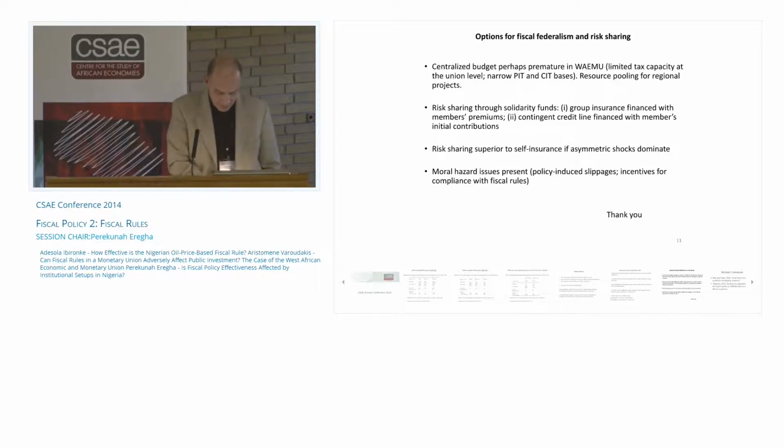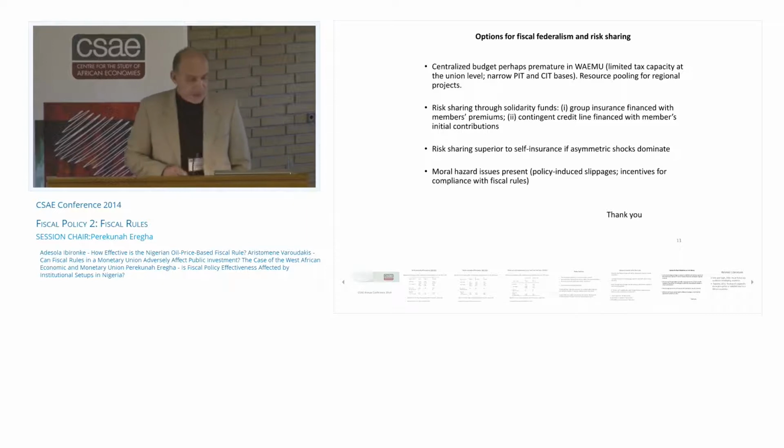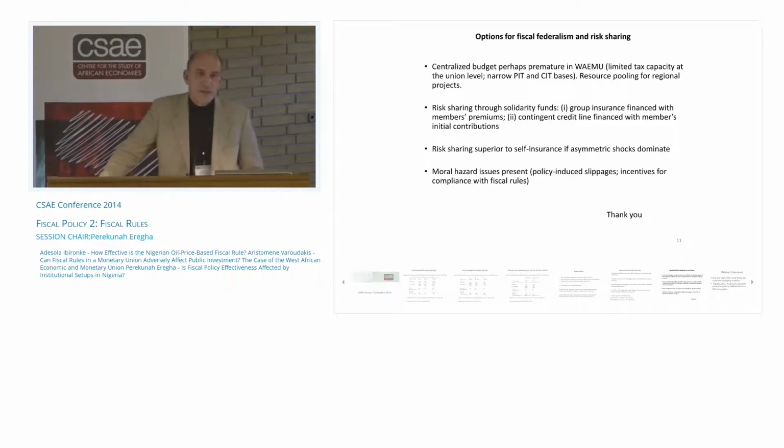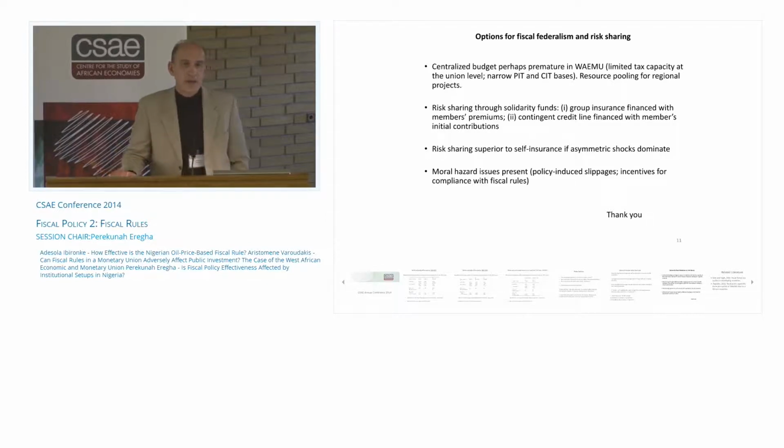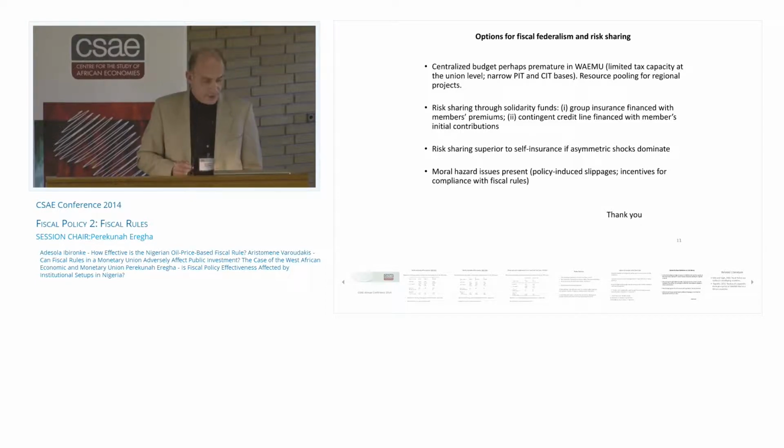So these are the main empirical findings in the paper, and the question that comes up is what to do. Because, as I said, there is need for fiscal rules in the monetary union, but at the same time, individual member countries need some flexibility in order to face asymmetric shocks. And as we saw earlier, asymmetric shocks are very prevalent in the West African Monetary Union.